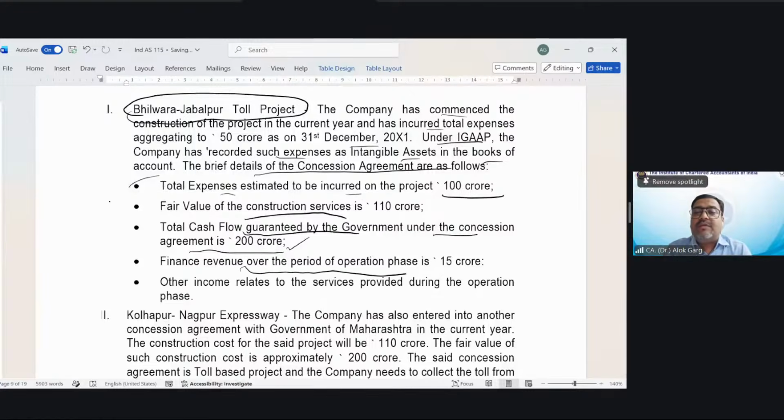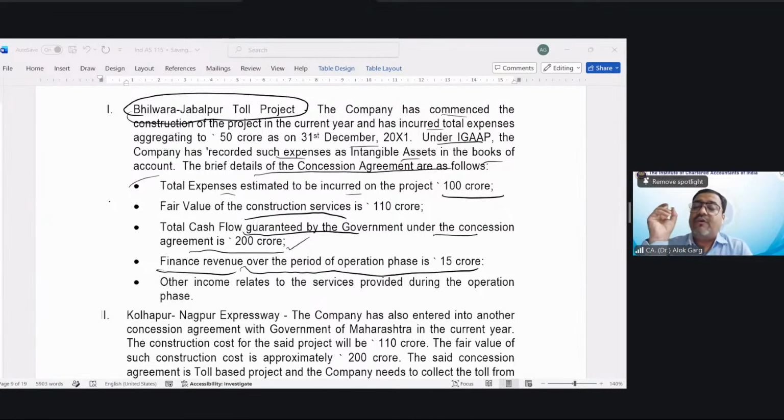Finance revenue over the period of operation phase is 15 crore rupees. Other income relates to the services provided during the operation phase. Now let's solve this question. What will be the first entry, my dear friends?